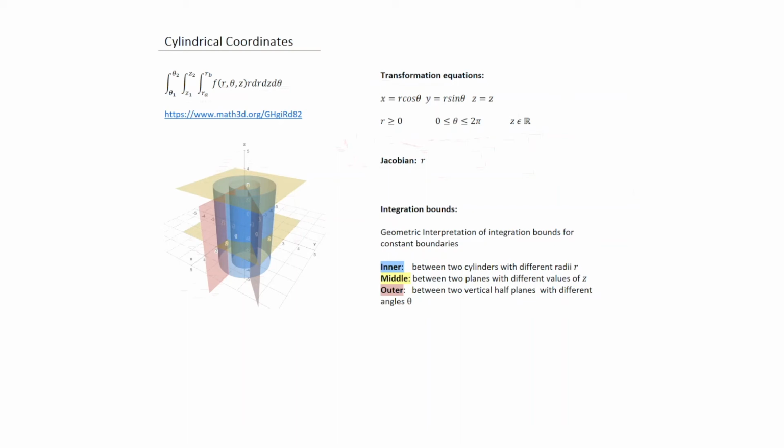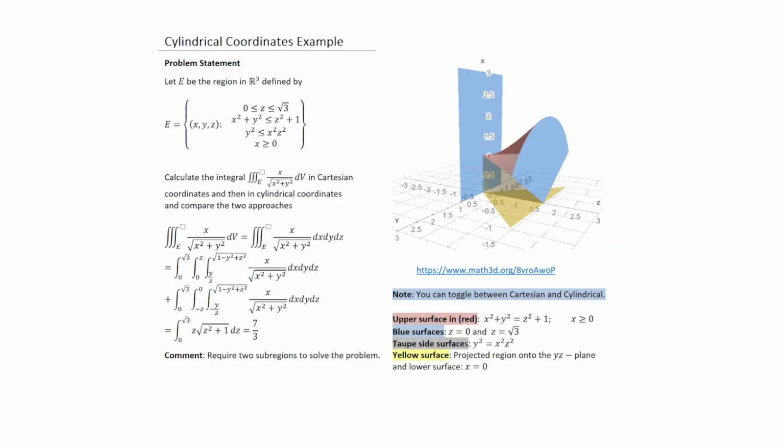And so the domain of interest would be everything that's contained between those two plates, and between those two cylindrical surfaces. That's the region over which the integration is taking place. So let's do an example. This is a problem statement. You're given a region, and here we put everything in terms of inequalities. You want to calculate this particular integral in Cartesian coordinates and then in cylindrical coordinates and compare the two approaches. The comparison will be done at the end, after we've discussed the calculation in cylindrical coordinates.